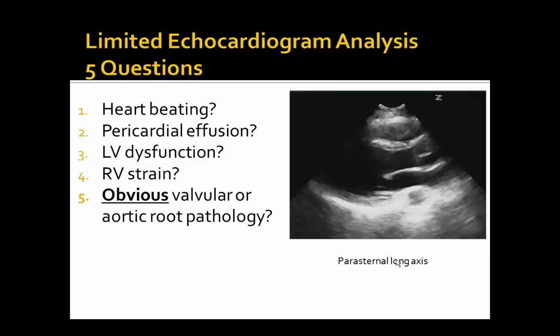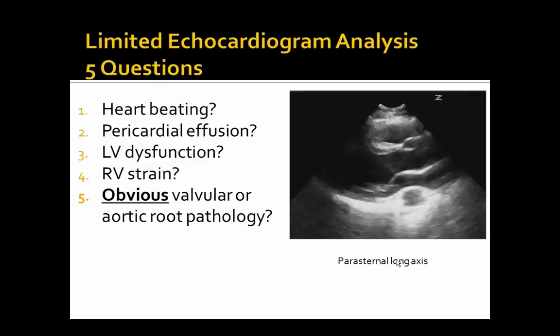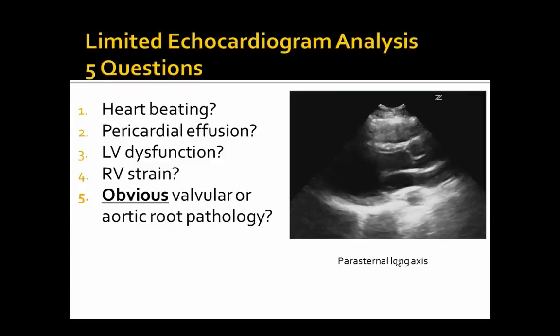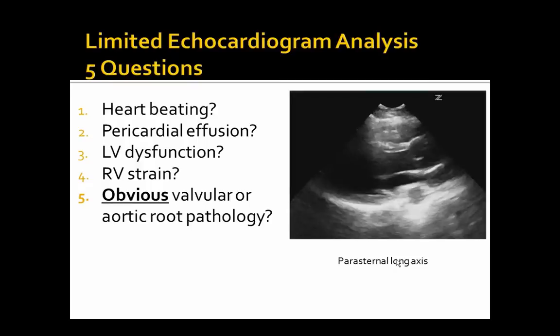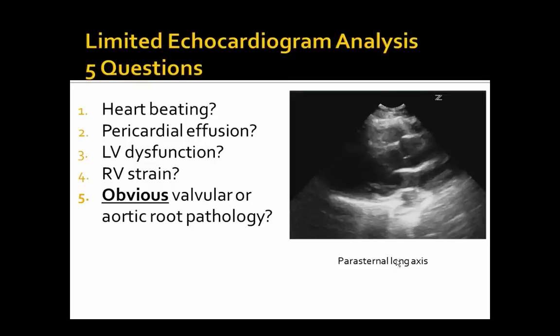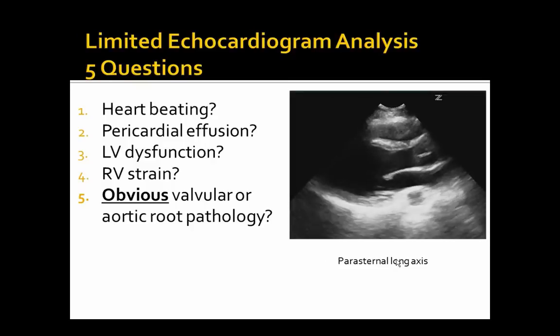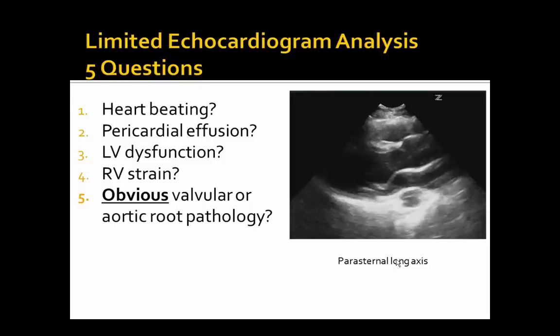Pericardial effusion. Yes or no? Is there left ventricular dysfunction? Is there right ventricular dilation, which may indicate strain? And is there obvious valvular or aortic root pathology? You see how if you recognize all those normal things we talked about, hopefully as we talk about abnormal, those things will stand out.